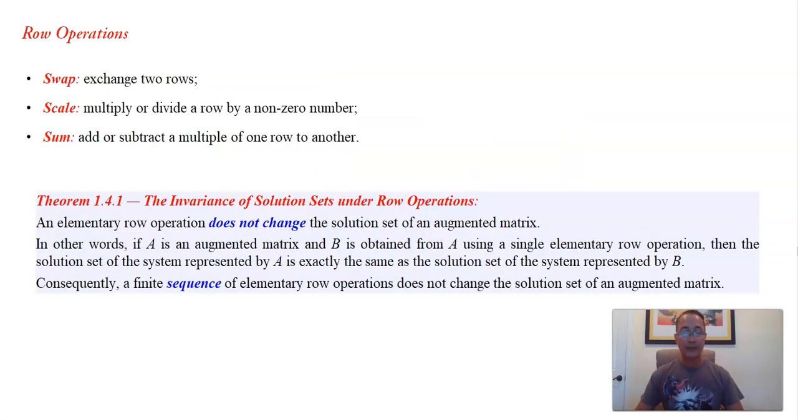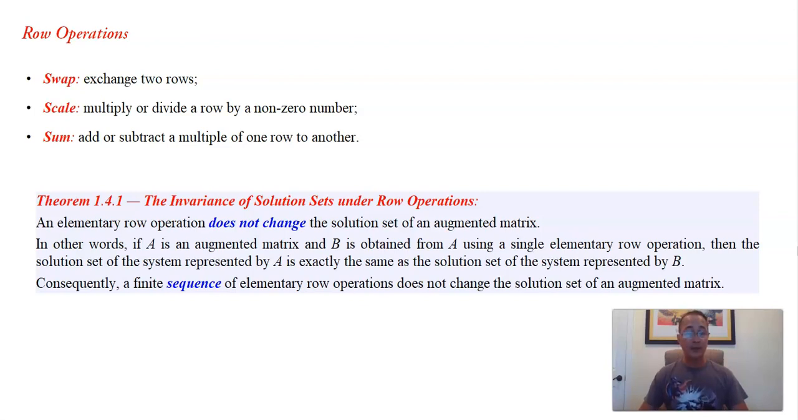So now we can think about our three operations on equations as operations on the rows of our augmented matrix. We can swap two rows, equivalent to swapping two equations. We can multiply or divide a row by a non-zero number, and we can add or subtract a multiple of one row to another row.